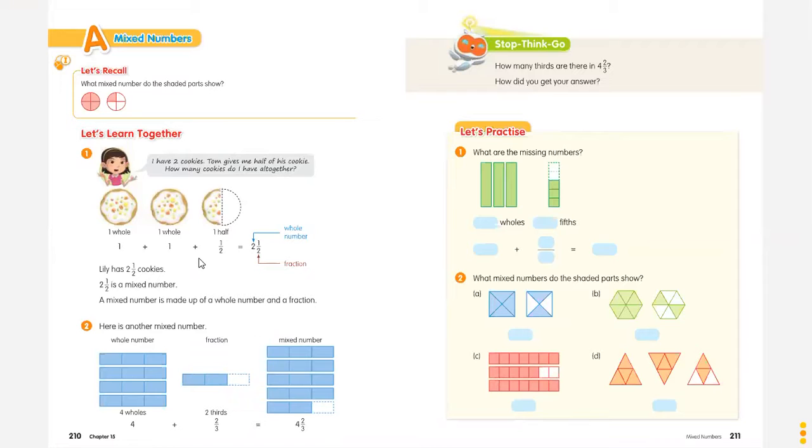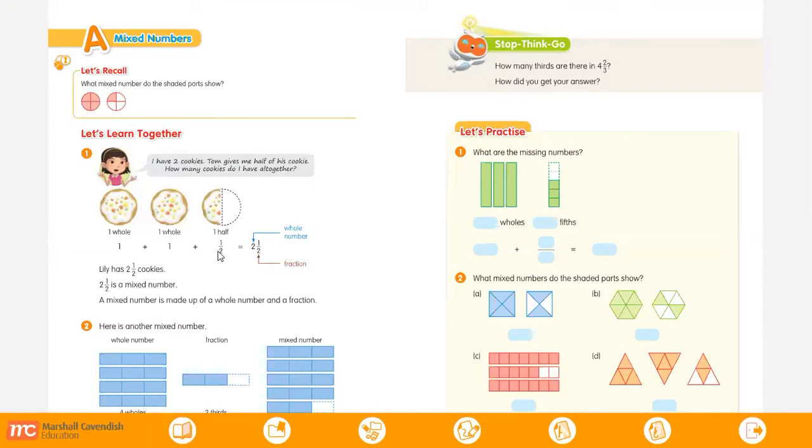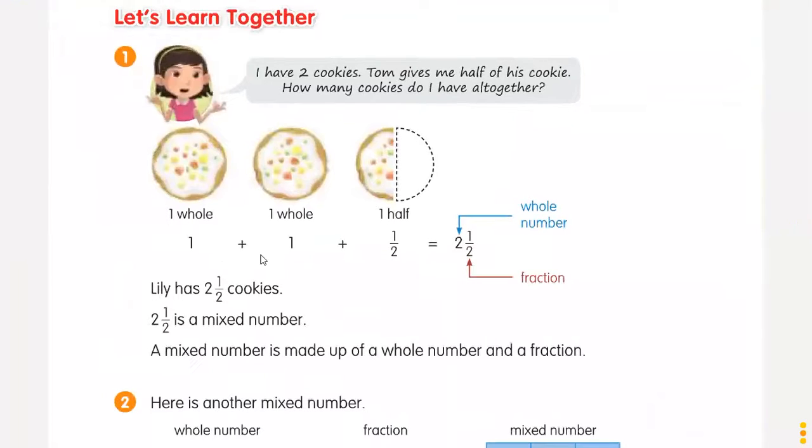I'm going to start now telling you all about the mixed numbers. This is page 210, chapter 15 in your pupils book. Let's start. First of all, what is a mixed number?